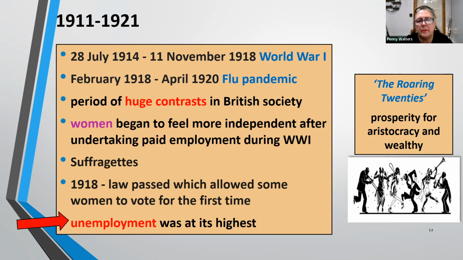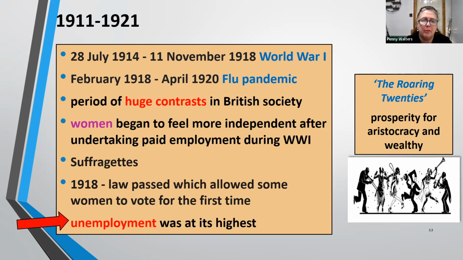There was, at the time, a period of a huge contrast in British society. Women had started to feel a bit more independent because they had been paid to work during World War I. So they'd got used to working outside of the home, having some pocket money and having a little bit more respect than being a housewife. So women wanted a little bit more. This is what led to the suffragette movement. And in 1918, women were allowed to vote for the first time over a certain age.